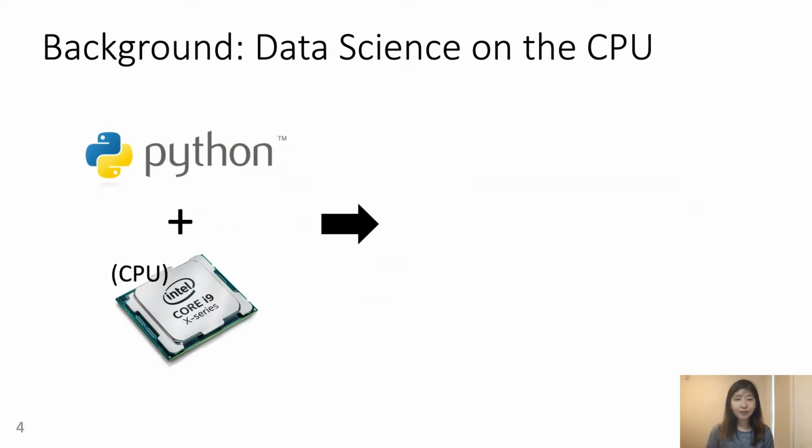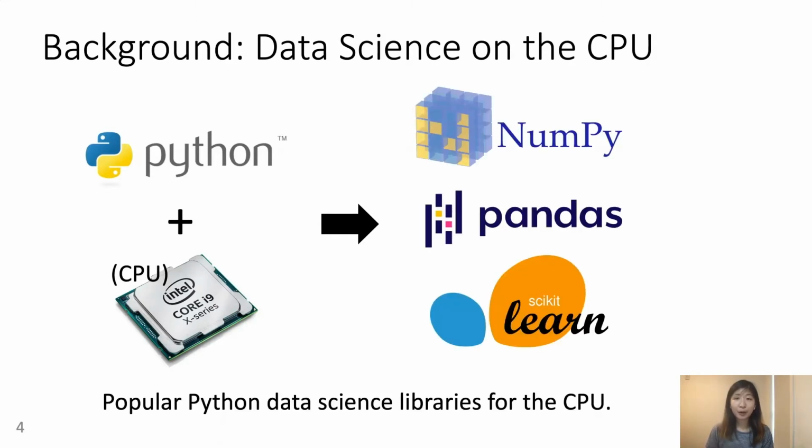With the trade-offs of CPUs and GPUs in mind, let's talk about data science, an application that started out using the CPU. Data science is done almost entirely in Python, a scripting language that's easy to write. The result is an ecosystem of popular Python libraries for doing data science on the CPU. Even if you don't do data science, you're probably familiar with these libraries, like NumPy, Pandas, and Scikit-Learn.